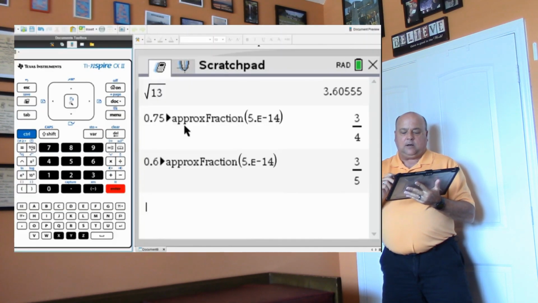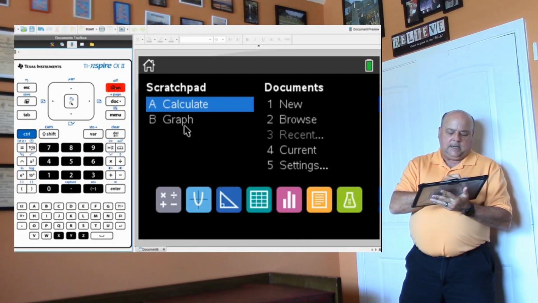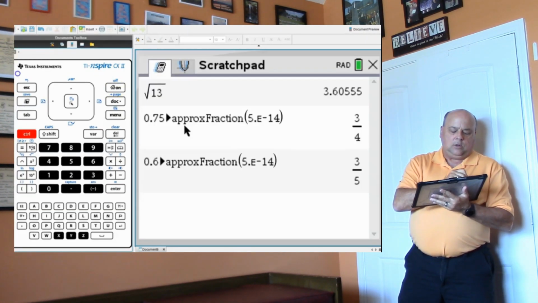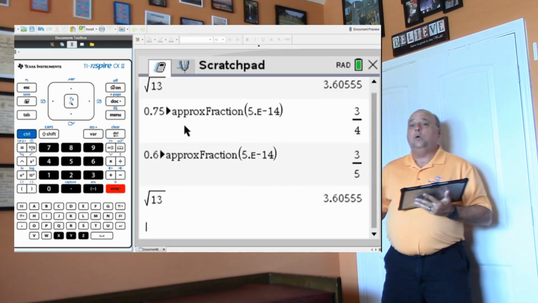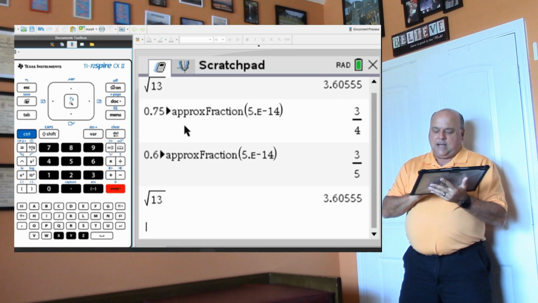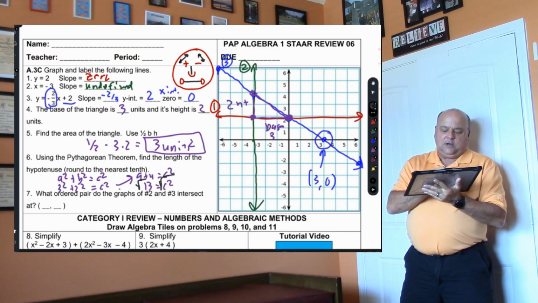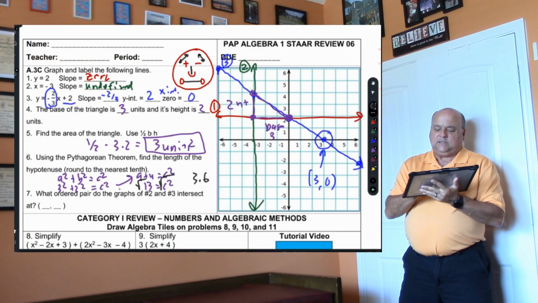So I'm going to go to my calculator. I'm going to hit home, A to calculate, Control X squared, 13, hit enter, and I get 3.6. So that's going to be my hypotenuse. So my hypotenuse is 3.6.